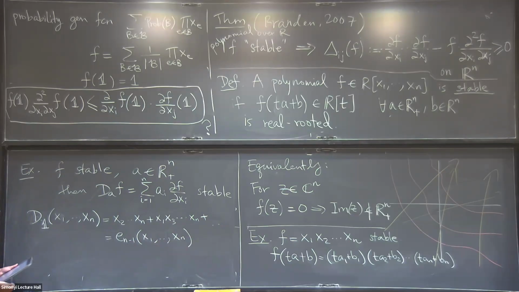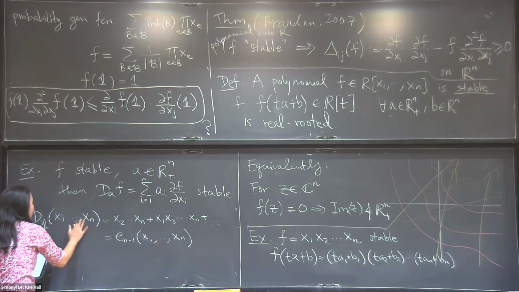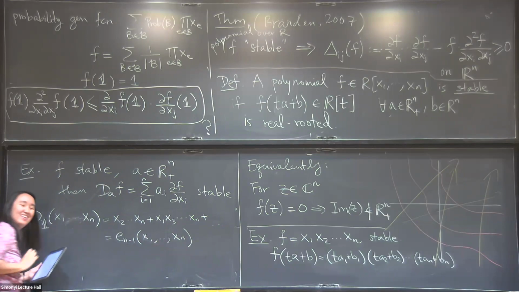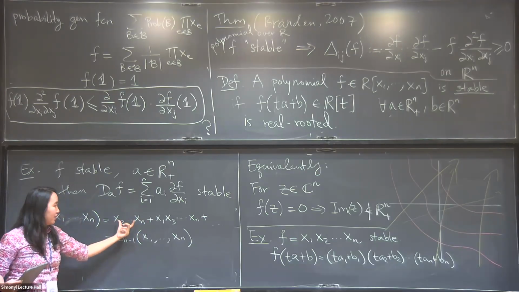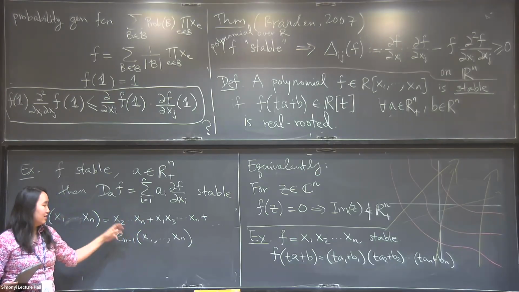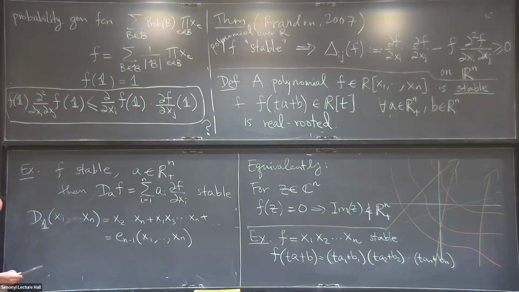Sorry, where are you taking the derivative in that example? Derivative, sorry, this is the product. Not the comma, thank you. Yeah, this is the product of variables, this monomial. And then I get these monomials, and if I keep doing that, I get all the elementary symmetric polynomials.